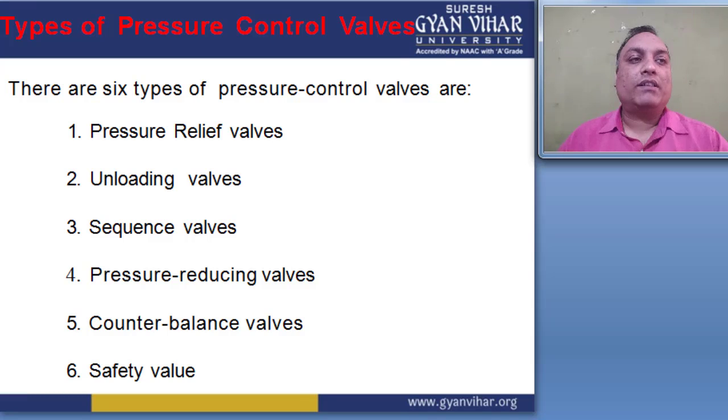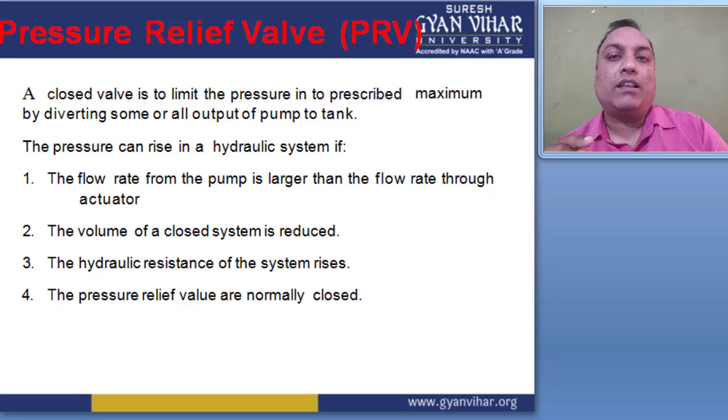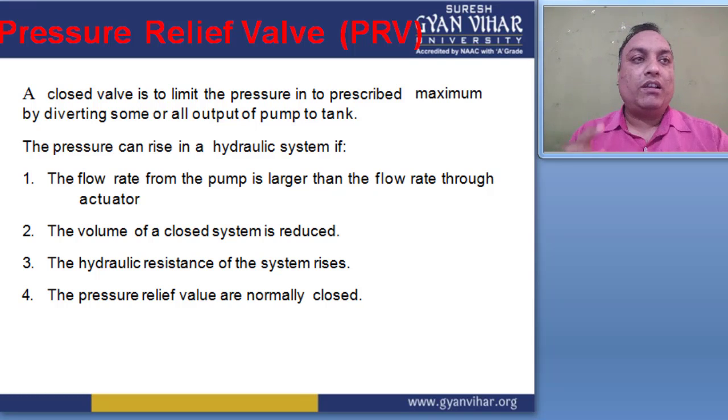So first I will discuss the pressure relief valve, right? And the pressure relief valve is shortly called a PRV. This is the pressure relief valve, and the function of the pressure relief valve is to limit the pressure to a prescribed maximum by diverting some or all of the output of the pump to the tank.